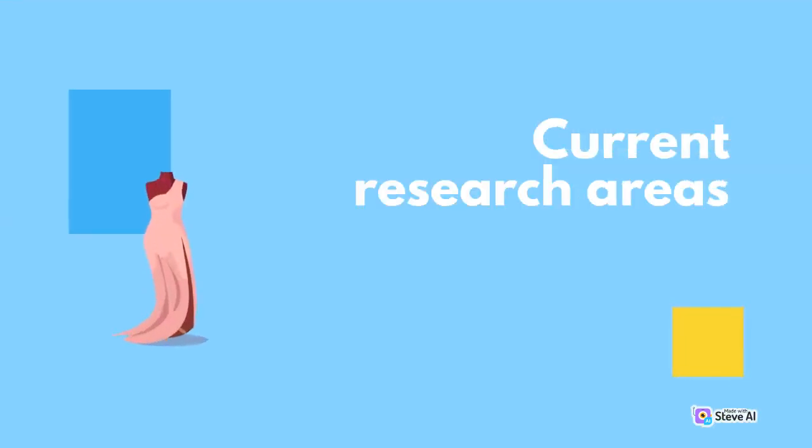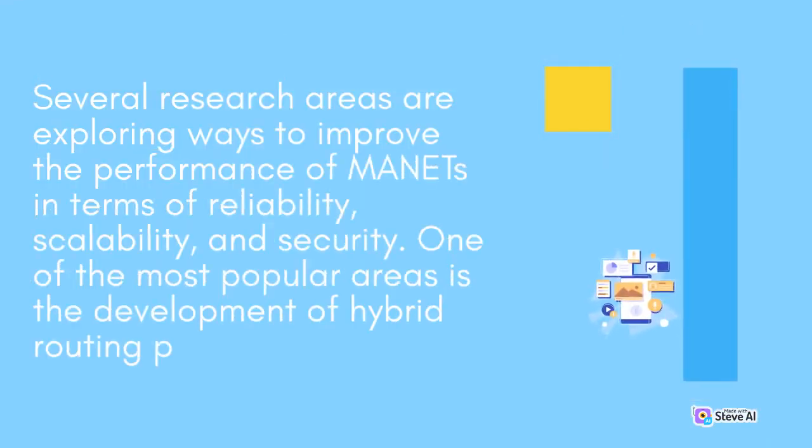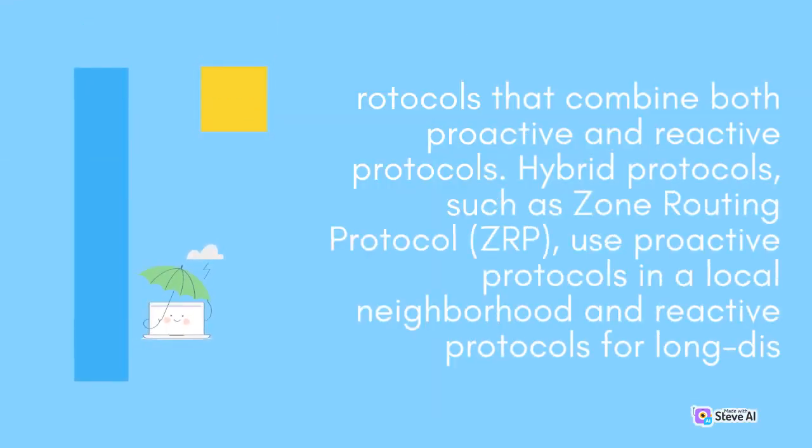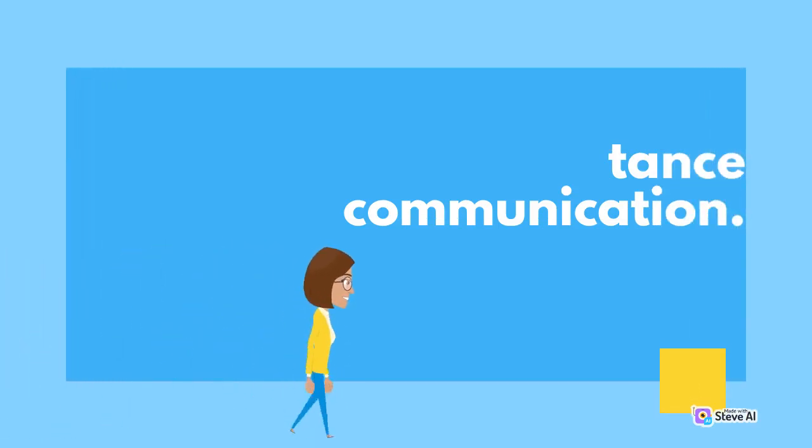Current research areas. Several research areas are exploring ways to improve the performance of MANETs in terms of reliability, scalability, and security. One of the most popular areas is the development of hybrid routing protocols that combine both proactive and reactive protocols. Hybrid protocols, such as Zone Routing Protocol, ZRP, use proactive protocols in a local neighborhood and reactive protocols for long-distance communication.